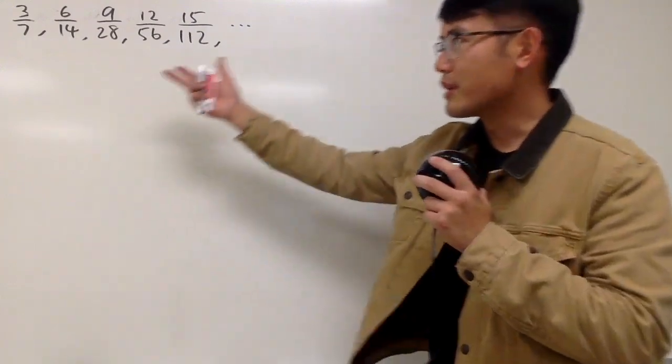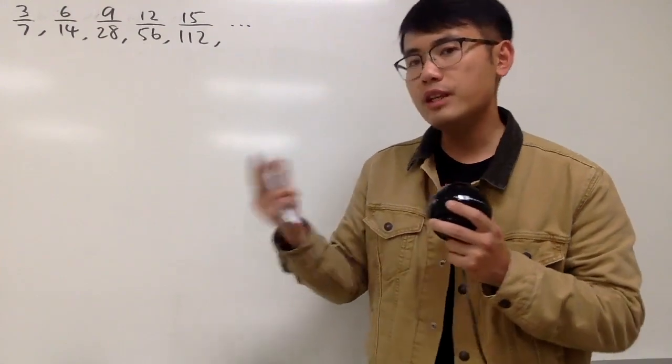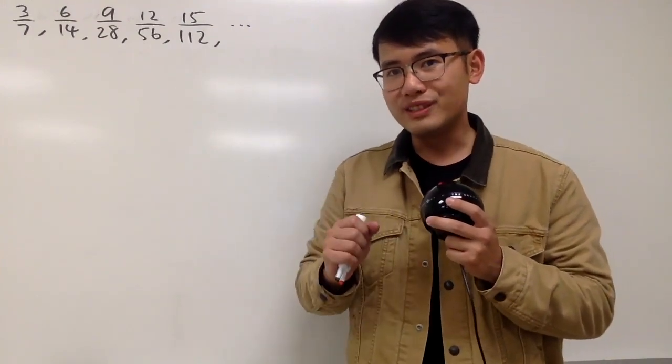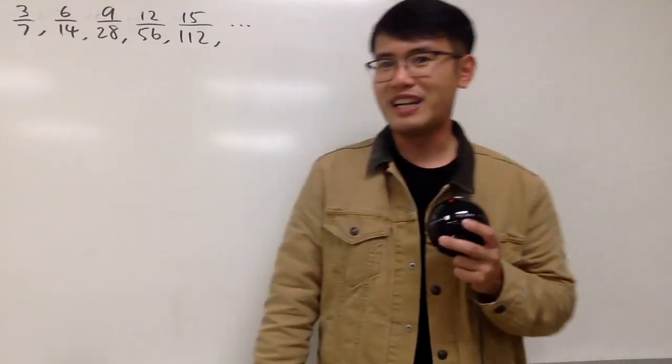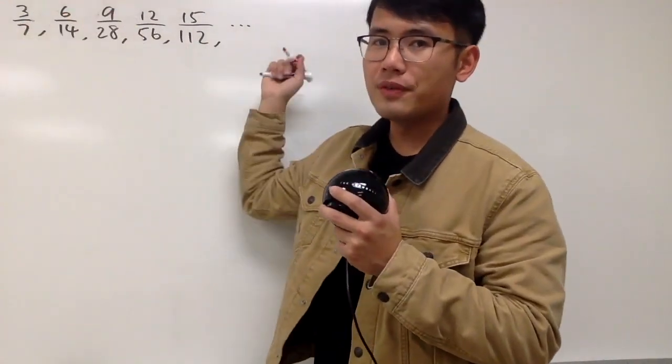Okay, in this video, we are going to look at this sequence and we'll find our explicit formula for this, and we'll see if this right here is increasing or not. And in the end, we'll see if this right here converges or not. Here we go. First of all, look at the top: 3, 6, 9, 12, and 15.